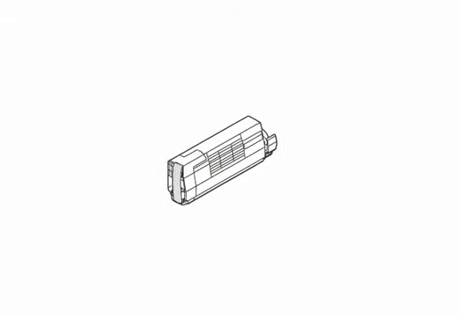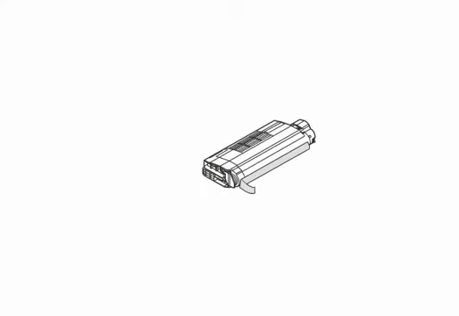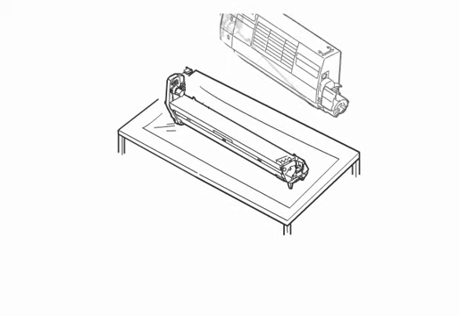Gently shake the toner cartridge up and down and side to side several times. Lay the toner cartridge flat and gently remove the tape. Make sure that the label color of the toner cartridge matches the label color of the image drum cartridge. Remove the toner cover from the image drum cartridge.